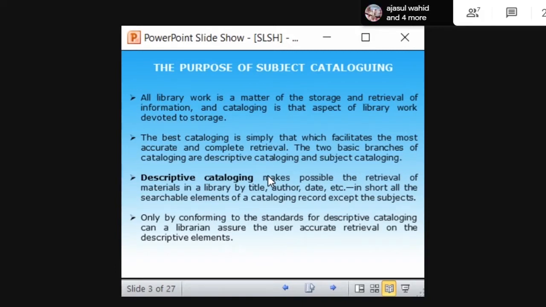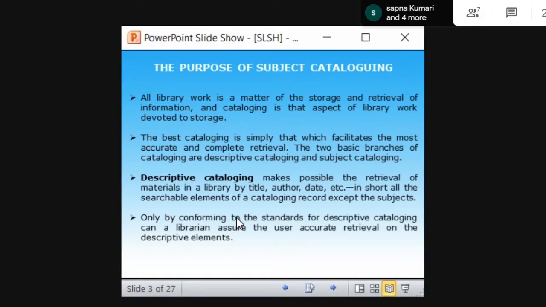So what do you mean by descriptive? There are two types of cataloging actually, descriptive and subject. Descriptive is nothing but it facilitates the retrieval of material by means of title or author or date of publication or year of publication, publisher details, whatever bibliographical fields it may be, right? So in short, it includes all the searchable elements of a cataloging record except the subject. It doesn't focus on subject. It focuses on the descriptive nature of the resource.